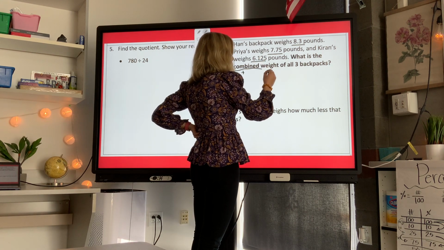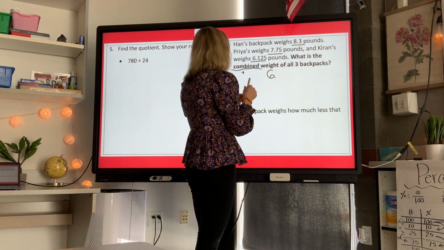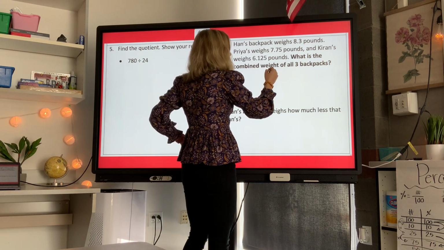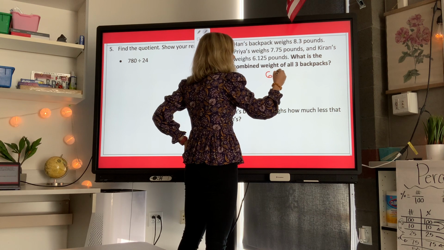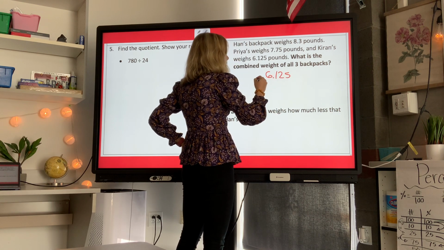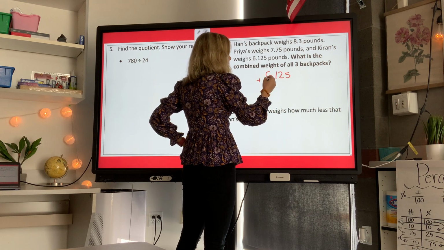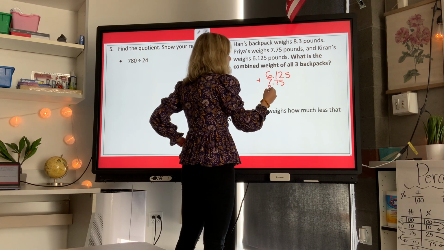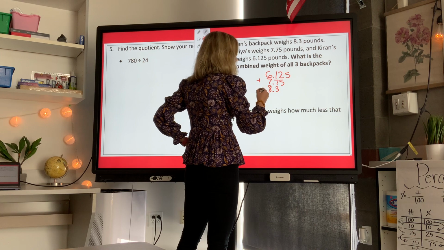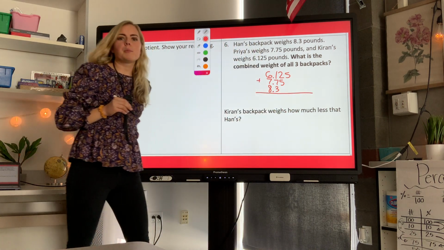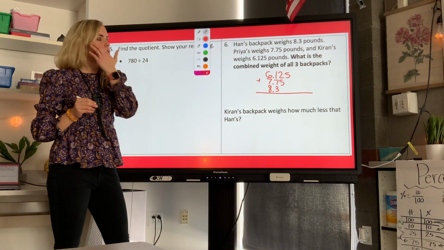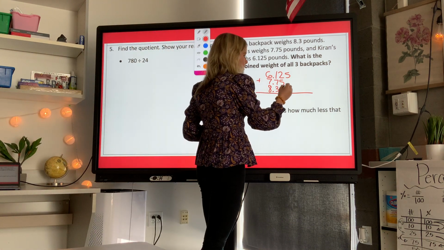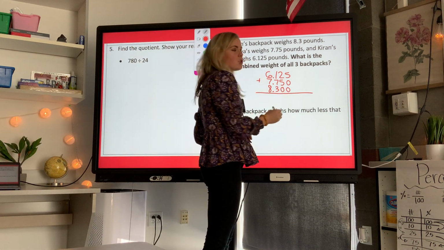I'm going to start with the one with the most numbers. Actually, I'm going to do it with red. So 6.125. In addition, it doesn't really matter what order you do it, but just make sure your decimals are stacked up on top of each other. And I'm going to just add them all up at once. You can add 2 together and then add the third after, but I like to just do it all at once. For the missing place values, you can just put zeros, because it doesn't change the value.